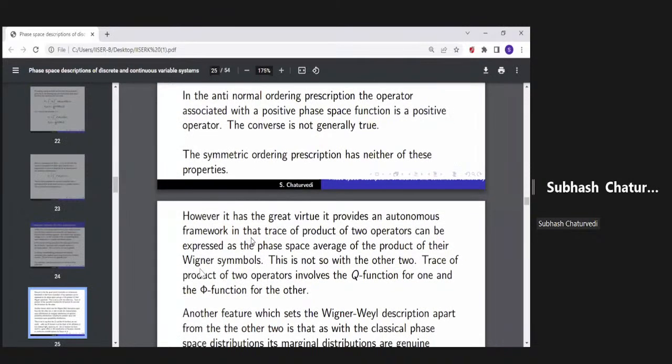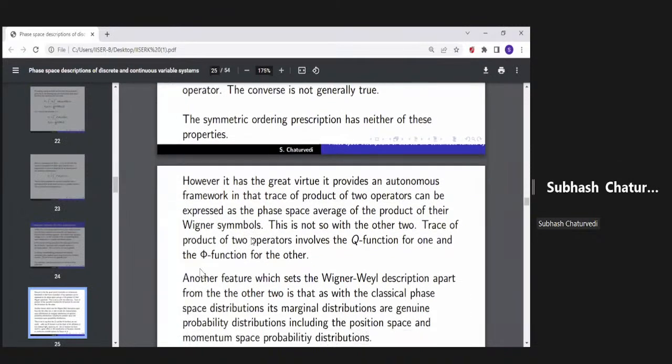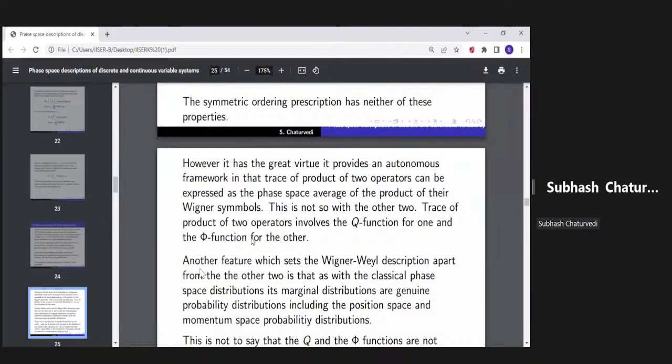However, one great virtue of the Wigner description is that it is autonomous. All you need is the corresponding phase space operators as defined by this prescription, which enable you to go one way and the reverse way as well. Whereas the antinormal ordering and the normal ordering functions involve two sets of operators, and therefore the procedure is not symmetric.